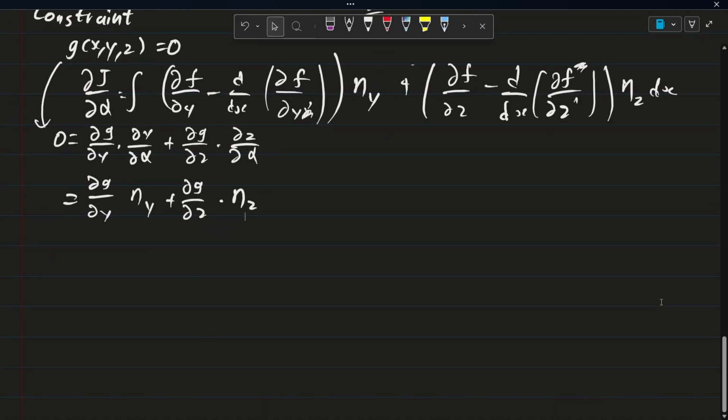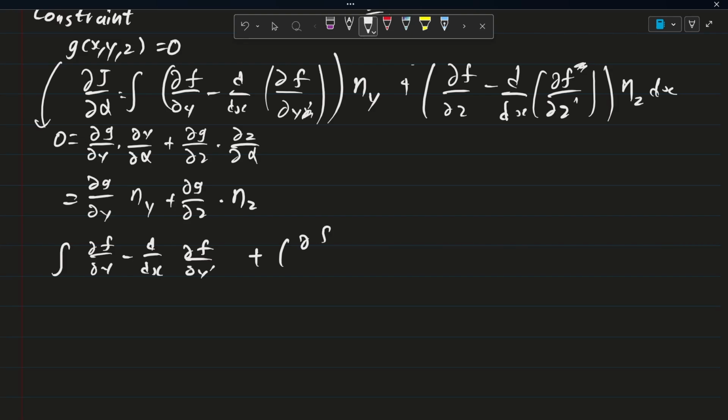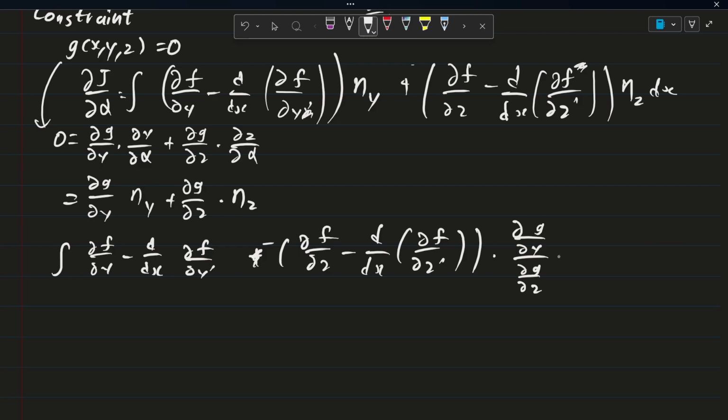So if you now plug in the eta z, it's going to be the integral of partial f over partial y minus d over dx partial f over partial y prime, plus partial f over partial z minus d over dx partial f over partial z prime, multiplied by the negative of partial g over partial y over partial g over partial z, times eta y, like so. Yeah, so this is what you obtain, and this has to be 0.